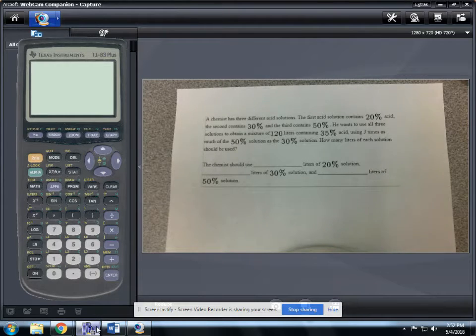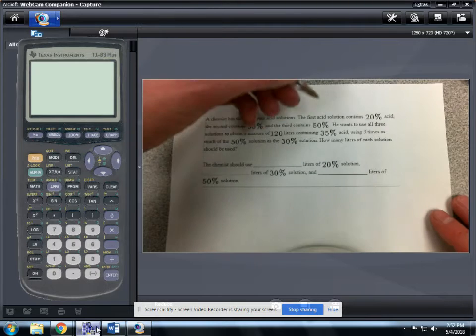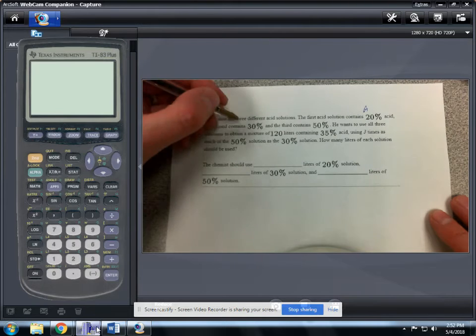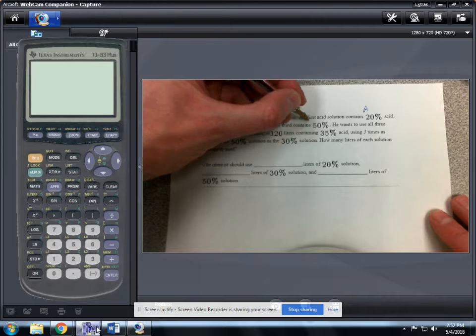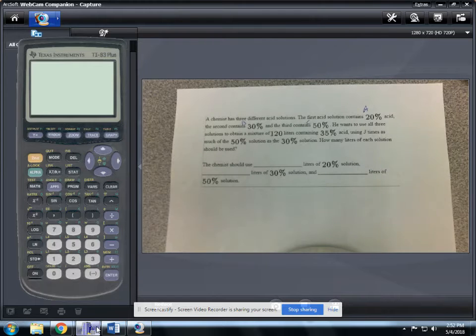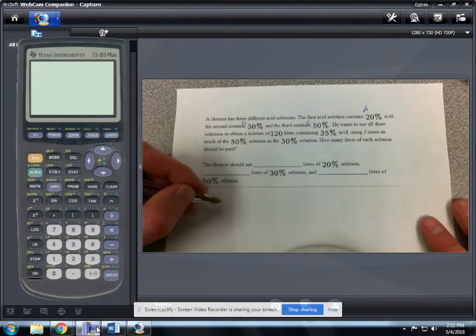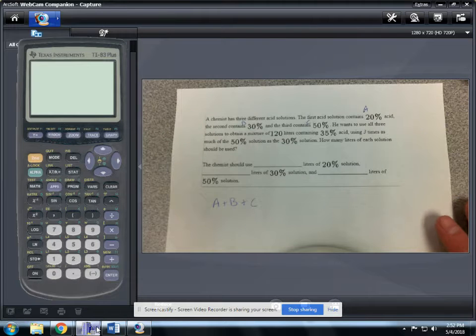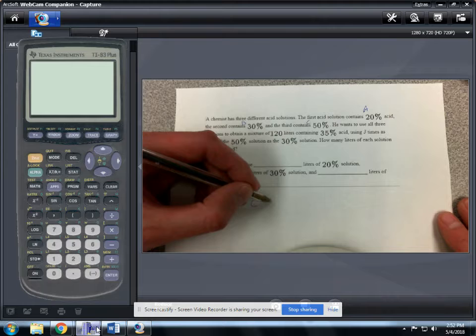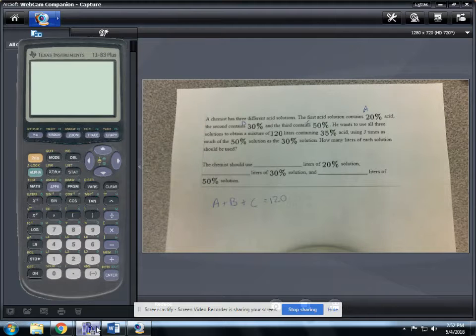So I'm going to assign these variables. I'm going to say that the first one is A, the second one is B, and the third one is C. So we're combining these three different acids together, and we want a total of 120 liters. So I'm going to take some number of liters of A, some number of liters of B, and some number of liters of C. And when I add them all together, I should have 120 liters total.